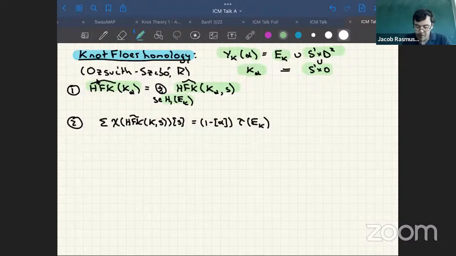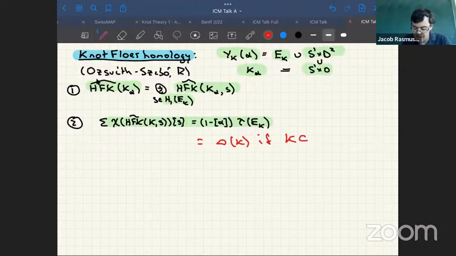And again, I can form some sort of an Euler characteristic, which is expressible in terms of the Turaev torsion. If I take the Euler characteristic in each spin^c structure and write this as a generating function, then I get a factor of 1 minus the homology class of the curve that I filled along, times the Turaev torsion. And in particular, this is equal to just the Alexander polynomial of K if, say, K is a knot in an integer homology 3-sphere.